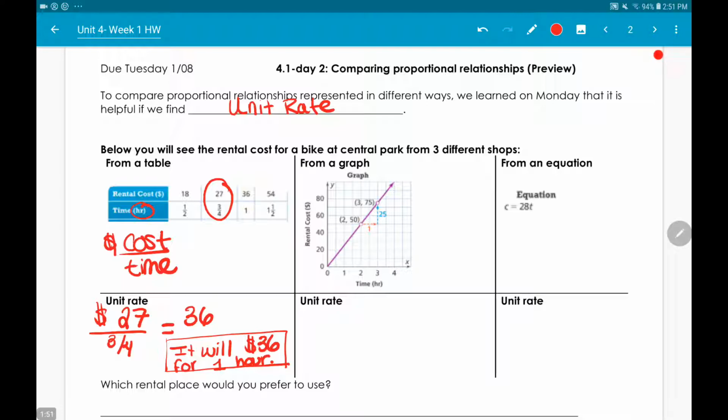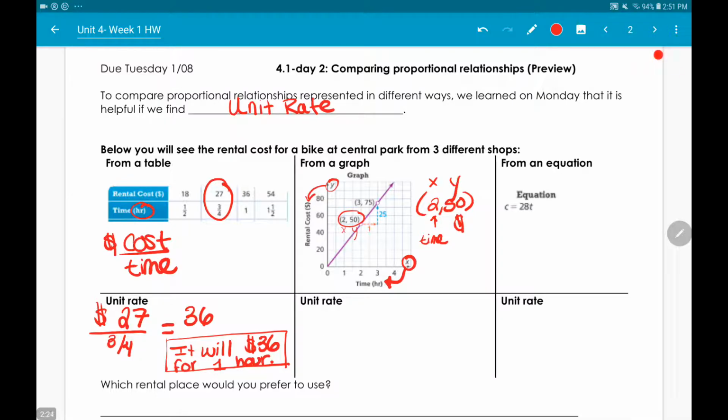So I can do the same thing from a graph. I can pick a coordinate. So this coordinate is (2, 50). And I can do the same thing. Now, I need to know though, and I'll write this here, which one is my cost and which one is my time. So if I look at my axes, remember this is our x-axis, so that's time. So that's this 2. And then my y-axis is money, and that's the 50.